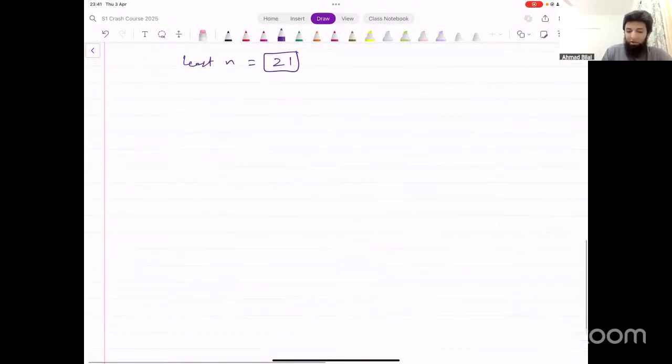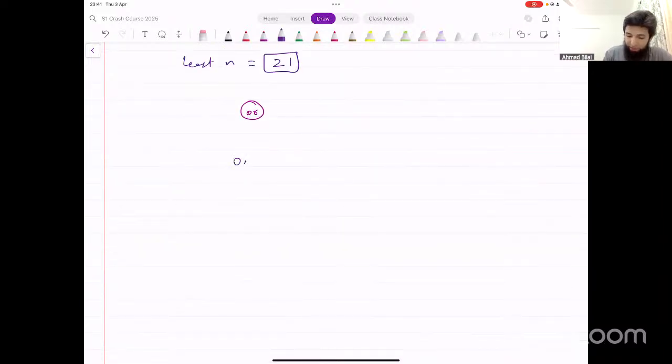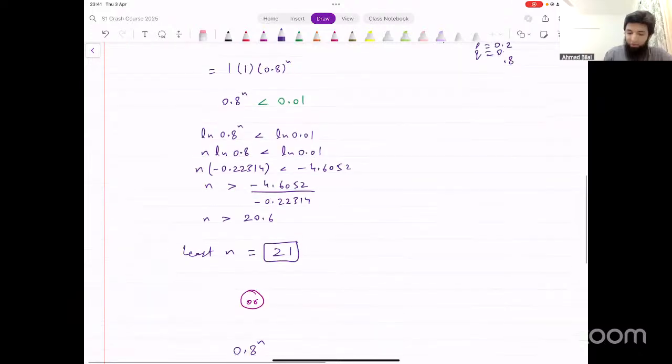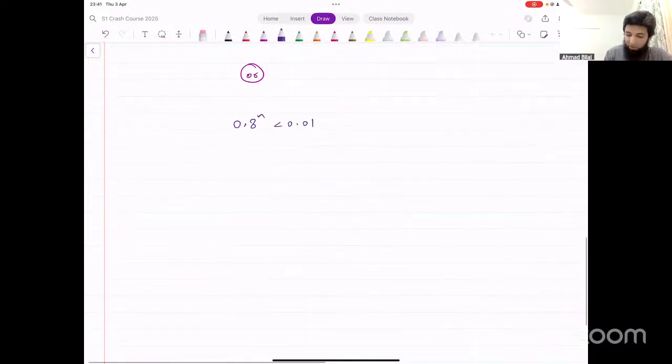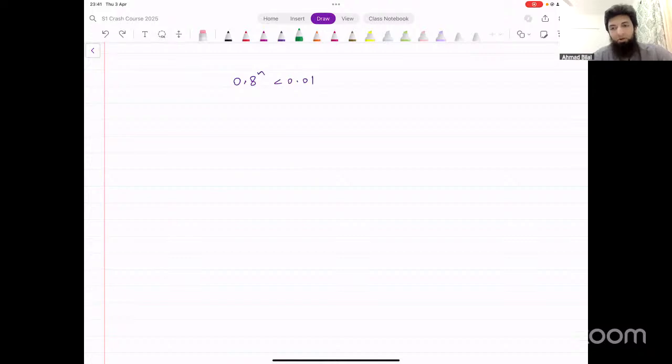Now, let's talk about an alternative for this. Those of you who are in AS and have not done logs yet, how could you do it without logs? You have reached this point already, 0.8 raised to power n, that's less than 0.01, right? Now you're looking for the least value of n that gives you a number that is less than 0.01. You can do it by trial and error as well.